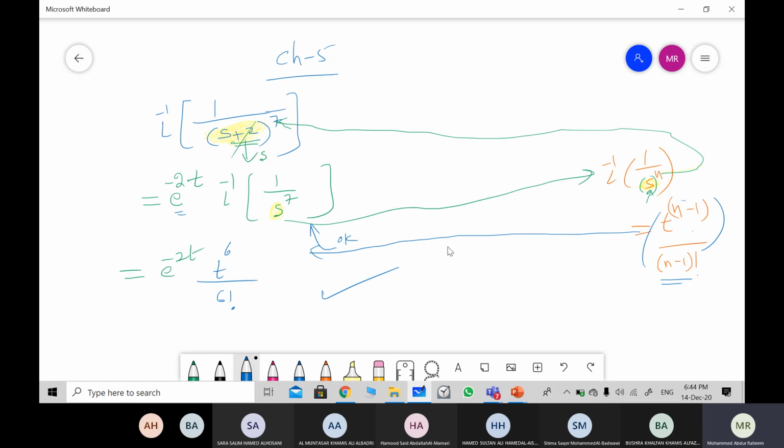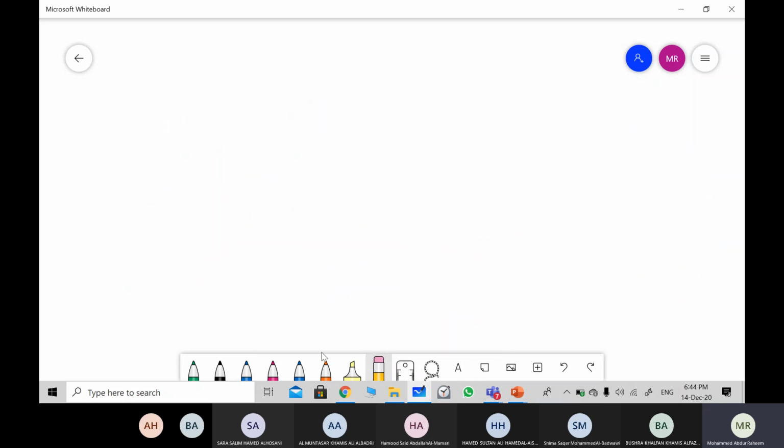Yes, like this. But sometimes, maybe sometime, L inverse of 1 over S plus 2 over S minus 1 over 4. Yes, what is the mushkila here? We know the rule for this. Here S lazim, not S plus A, but here how much?